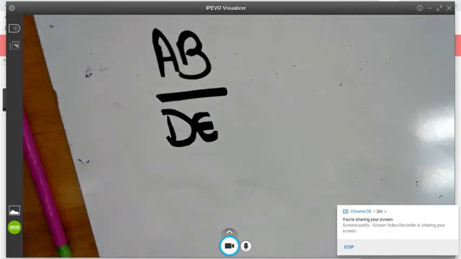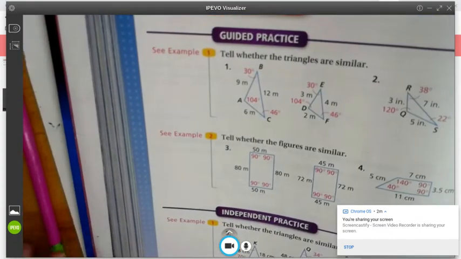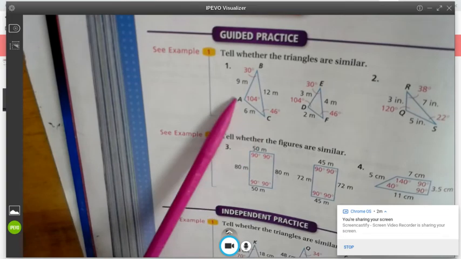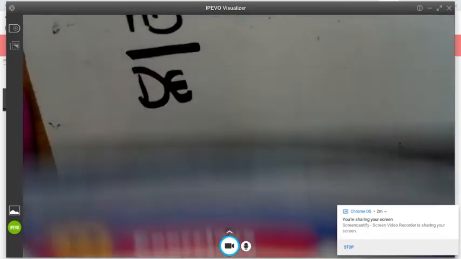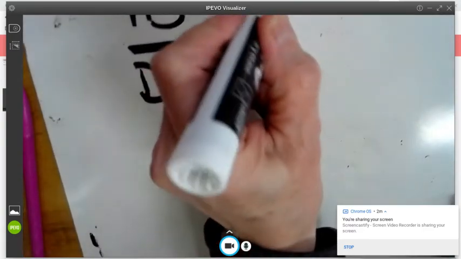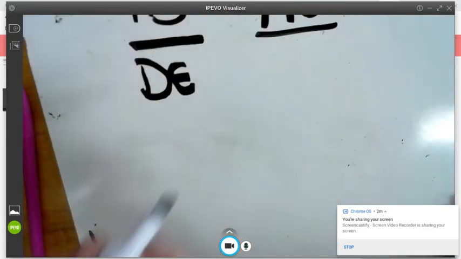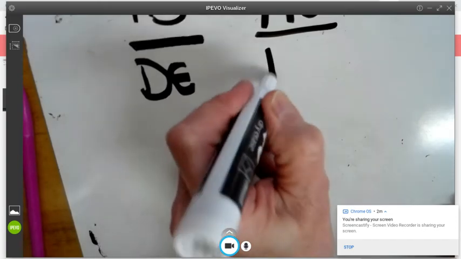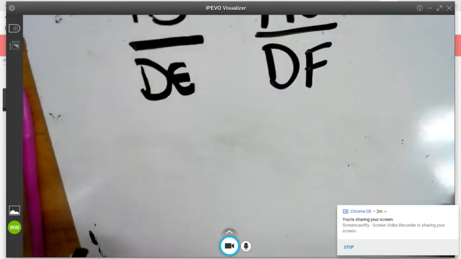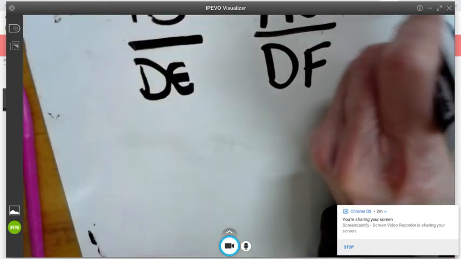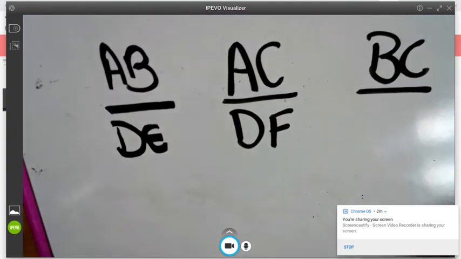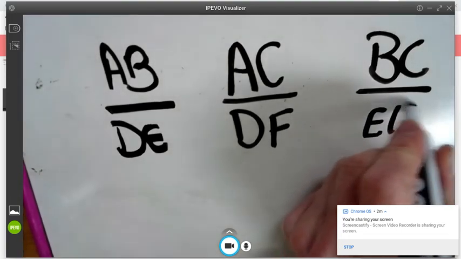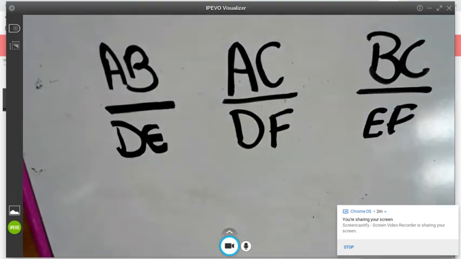Then I'm going to look back at my picture again, and I'm going to say, oh, AC, that corresponds with DF. That's right. That would have been Logan who would have said that right away, right? AC corresponds with DF. And then the last one would be BC corresponds with EF. Okay, so now I have this written down like the sides that they are.